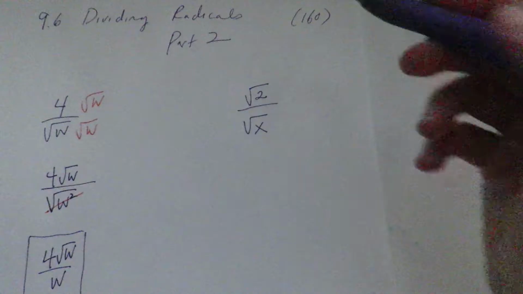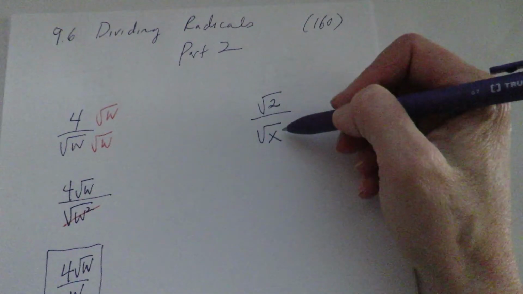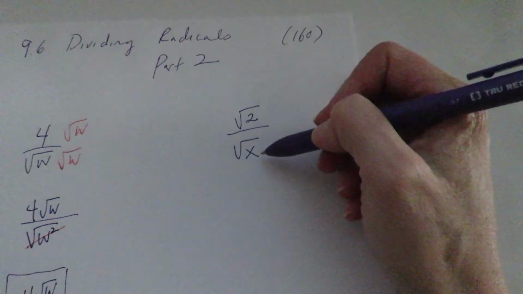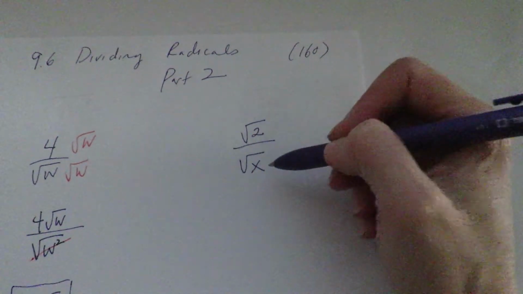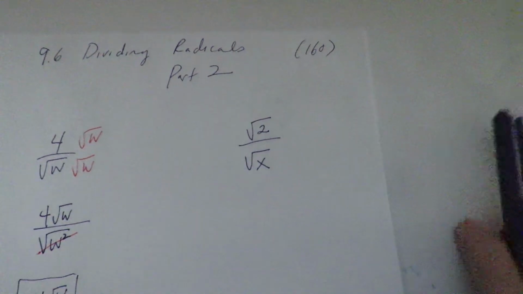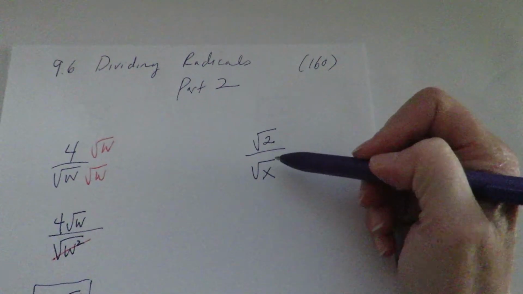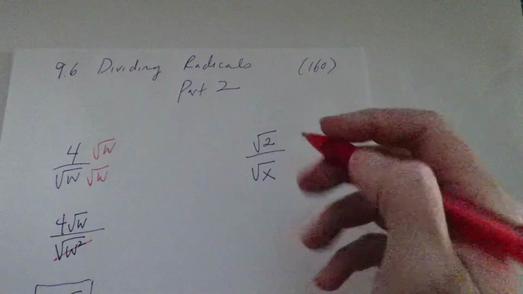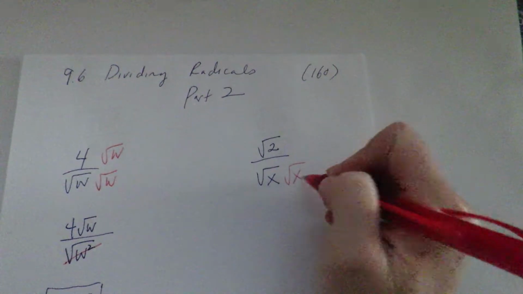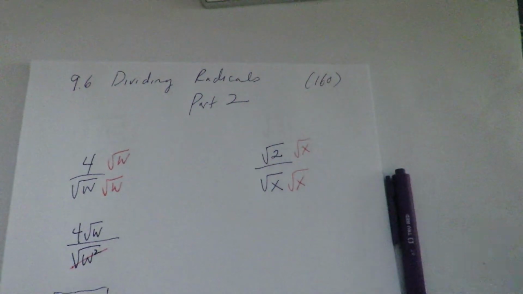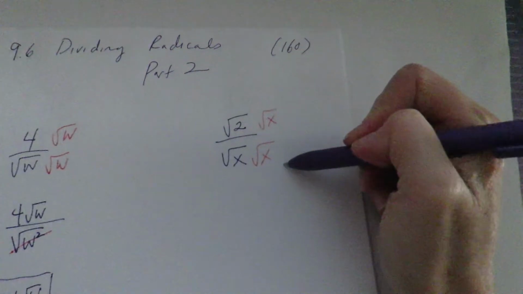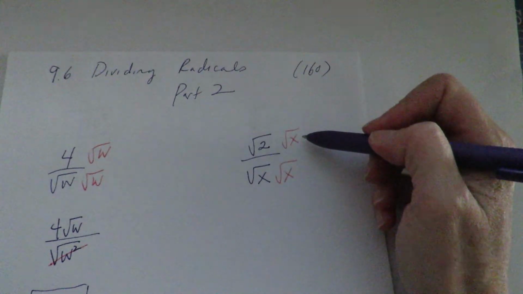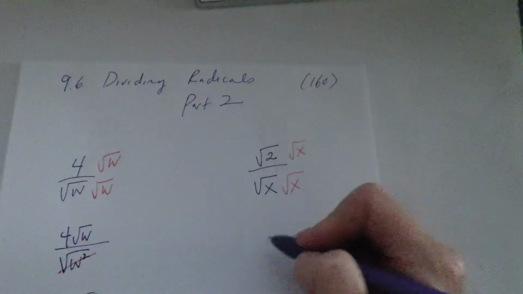Okay, let's try another one. So this is not considered simplified because you have a radical in the denominator. So you have to force that out. It's not a perfect square, so it's not going to come out on its own. You have to actually force it out. So you're going to make it a perfect square by giving it a twin. Whatever you give to the denominator, make sure you give the same amount to the numerator.